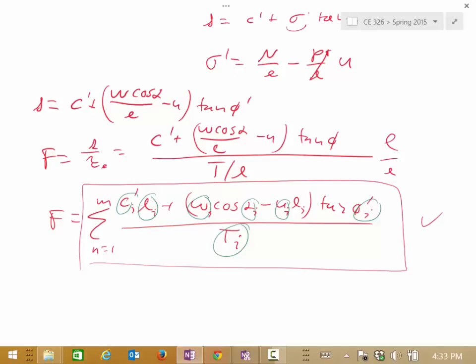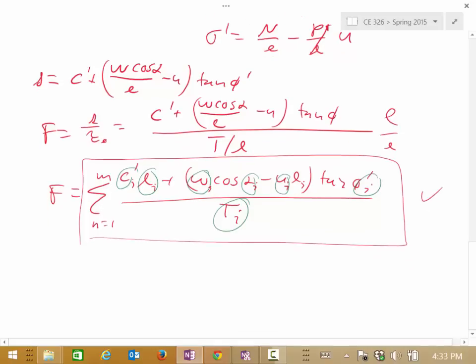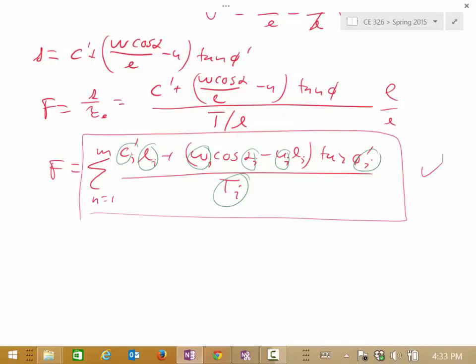Yes. Is there a separate... So how would you do Bishop? So there's a good method. Let's just take ordinary method of slices. What's going to happen to this under drained conditions? So this is for drained conditions, right? We've got C prime, right? What happens under undrained conditions?